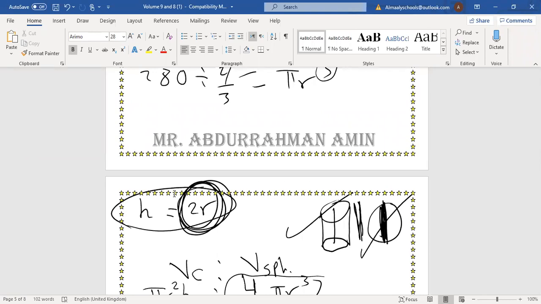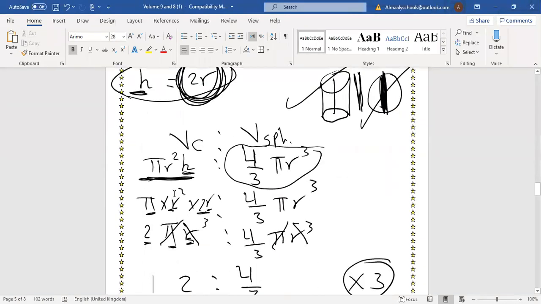Yes, that's right. This is the sphere, this is a radius, and another radius. This is the height of the sphere. So the height will be 2r. You understood where the 2r comes from? Okay, the next part.